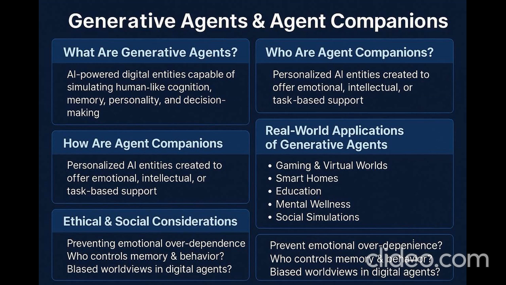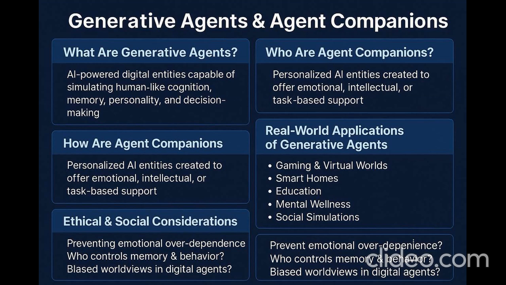Behavior trees and finite state machines: decision logic for dynamic actions. Simulated environments, like Stanford's generative sims, where agents interact socially and autonomously. Feedback loops and RLHF: agents learn from interaction patterns and optimize behavior.